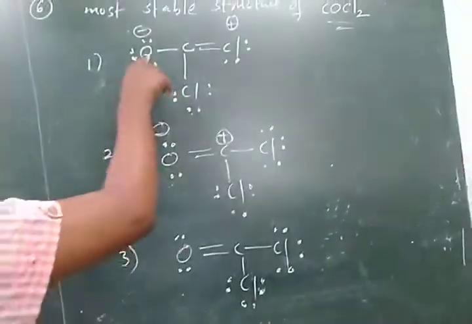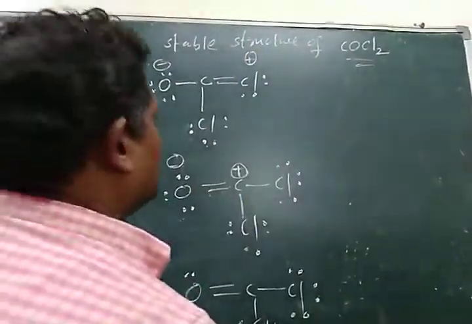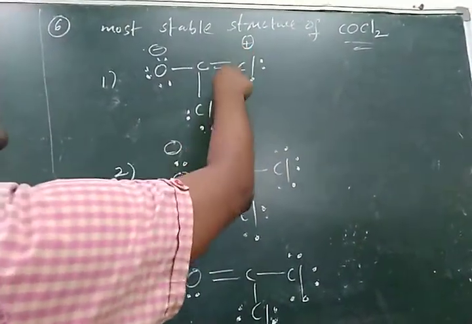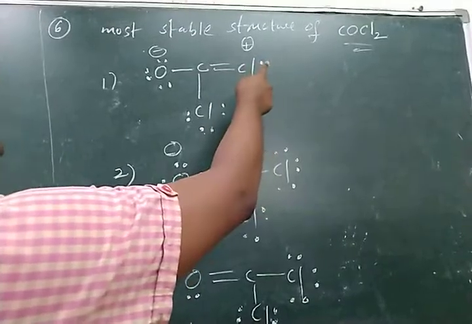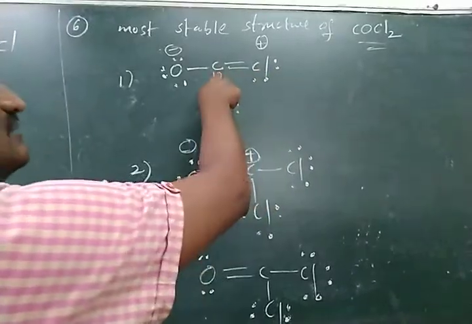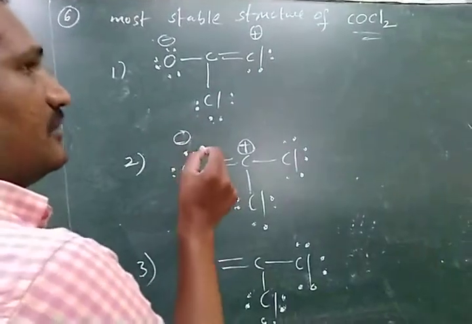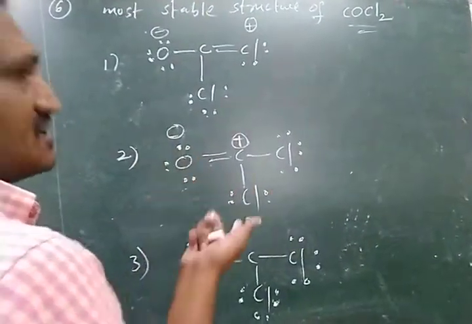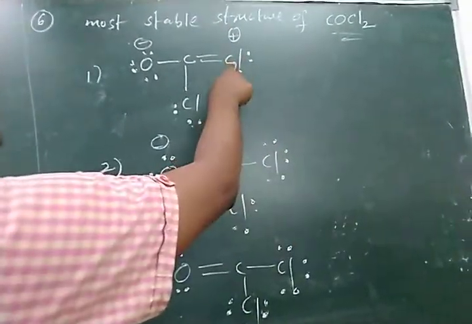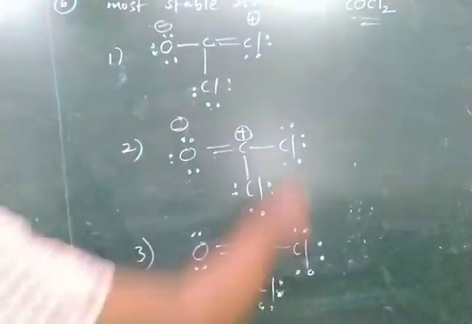If you see here in the first option, here oxygen has a negative charge, chlorine has a positive charge. Here chlorine valency is 1, but here there are 2 bonds. That means chlorine forms 1 bond generally, but in this case there are 2 bonds. And also chlorine is more electronegative than carbon. So here chlorine having a positive charge is unstable. Always the element with less electronegativity must have the positive charge. A more electronegative atom with a positive charge is unstable. So that's why this structure is unsuitable for COCl2.